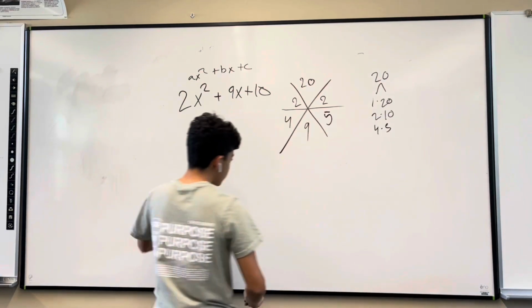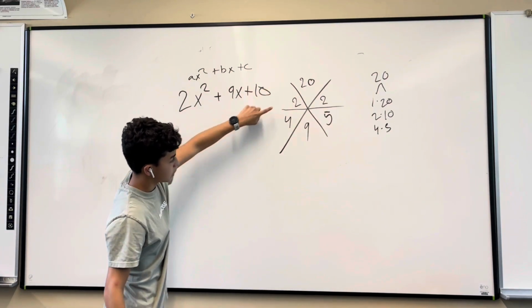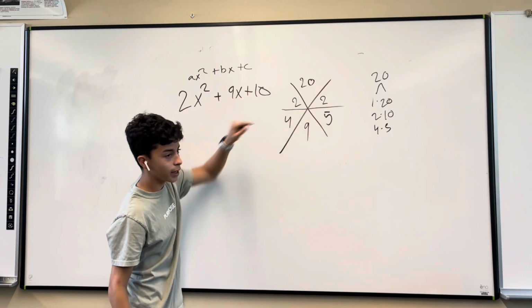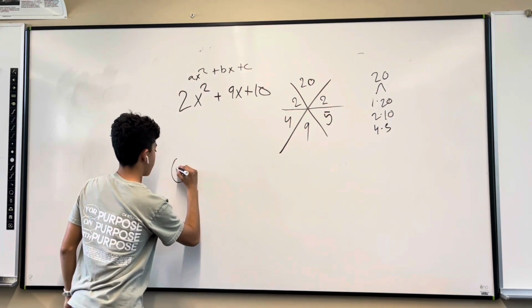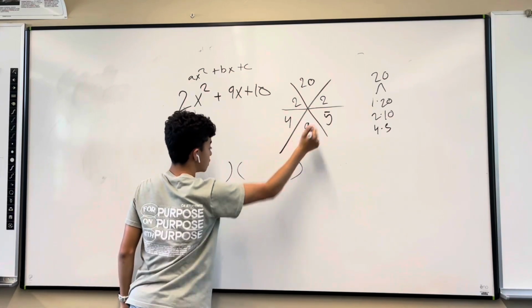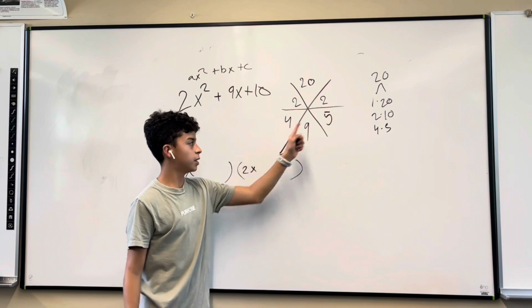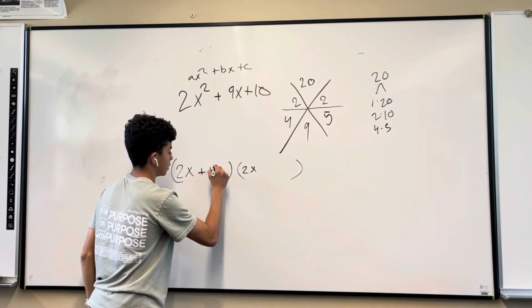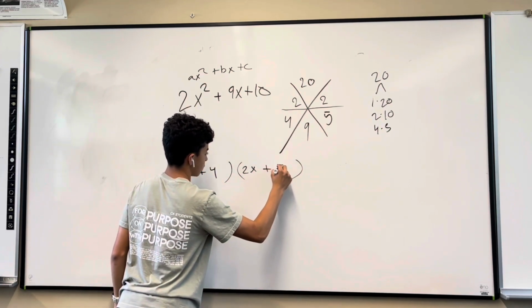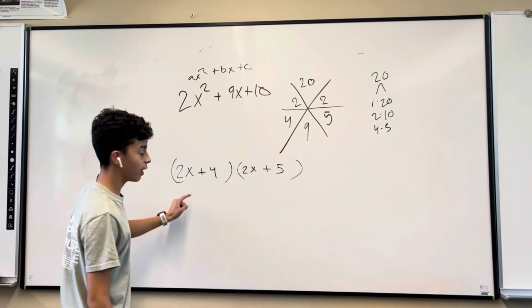And then, just like we did before, we're going to write A, which is 2, so you're going to write AX, which is 2X. Let me write it out for you guys. 2X, and this other one is going to be 2X. And all you have to do is plug in the P and the Q. So plus 4 and plus 5. And then just simplify, or factor out whatever you can.